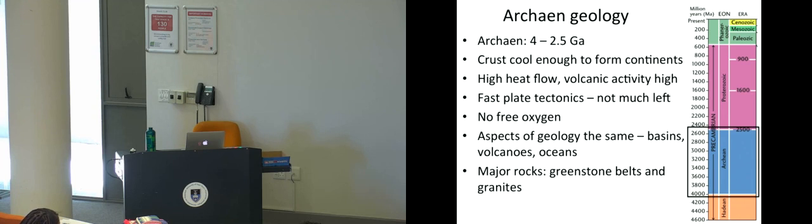Another major thing is that there was no free oxygen. So our atmosphere that we breathe today is mainly nitrogen, about 80%, with just under 20% oxygen and some other gases. But during the Archean, there was no free oxygen in the atmosphere, so it was a very different Earth.